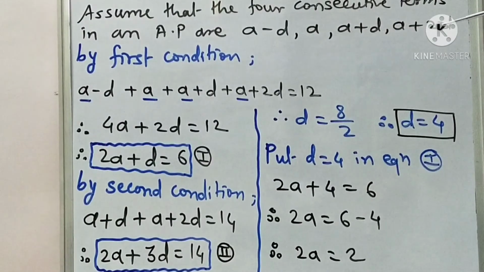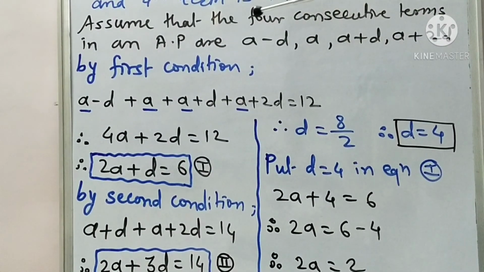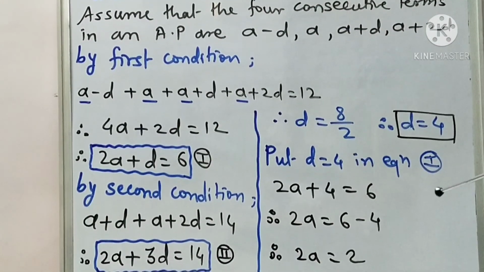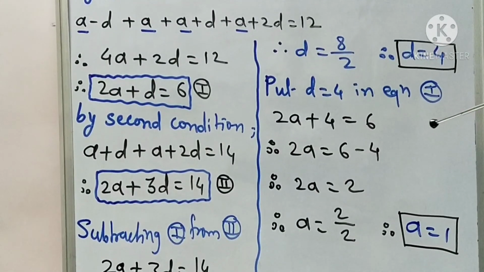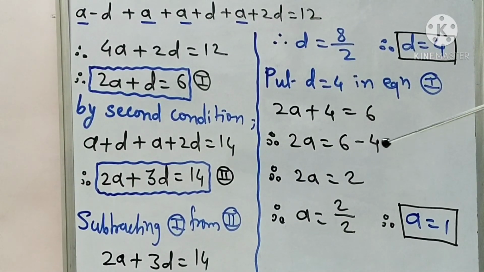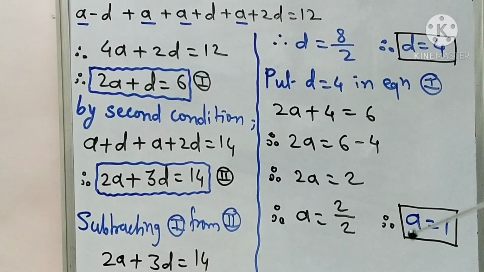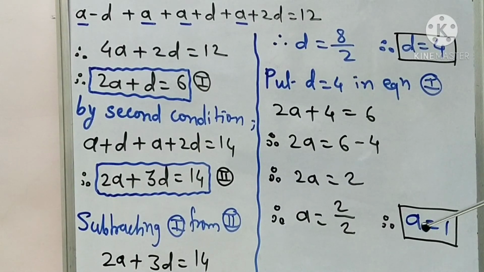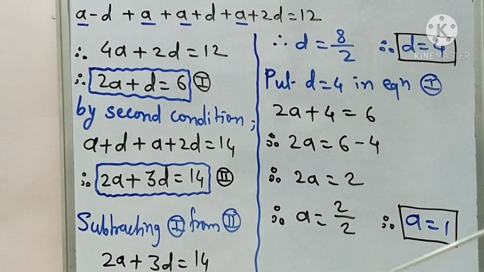As in the previous example, we then find the 4 consecutive terms. So that part remains for you as your homework, students. Put the value of a as 1 and d equal to 4, and simplify it further to find the 4 consecutive terms in an AP.